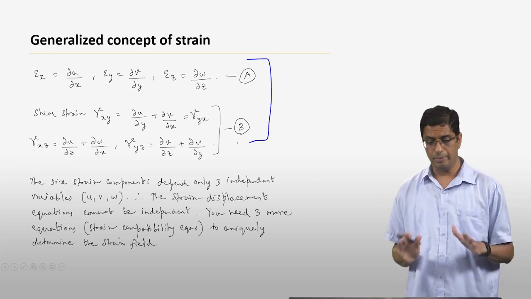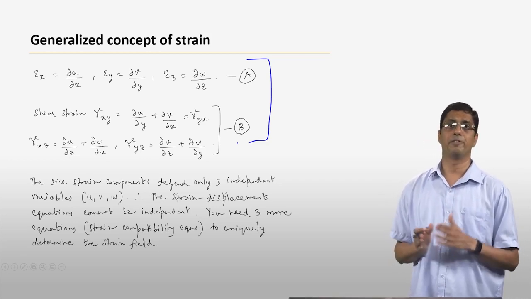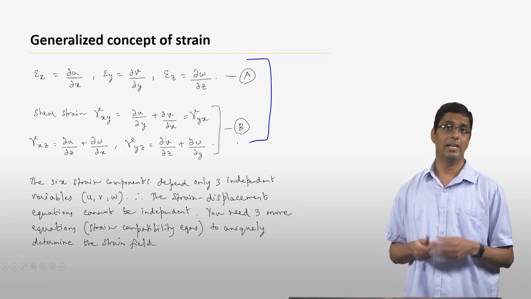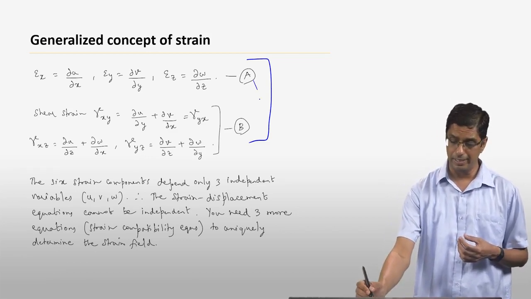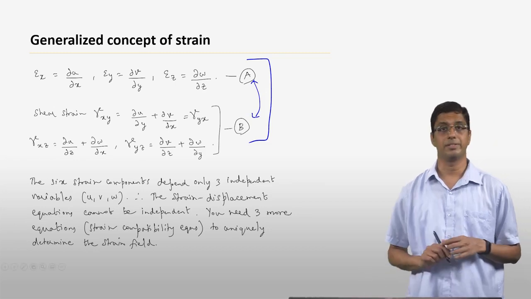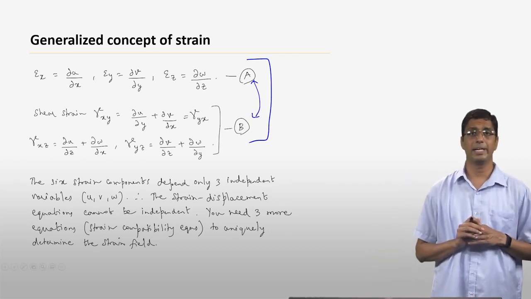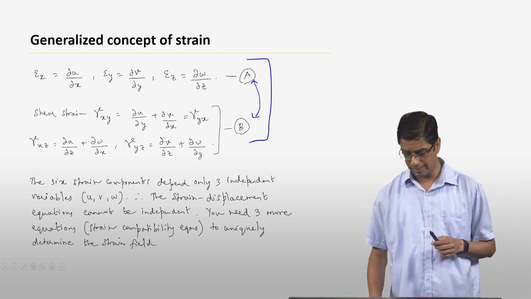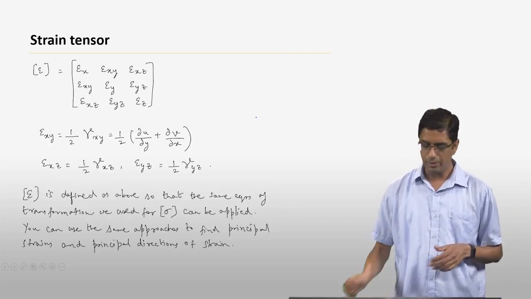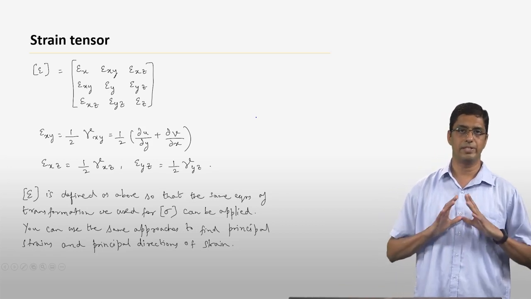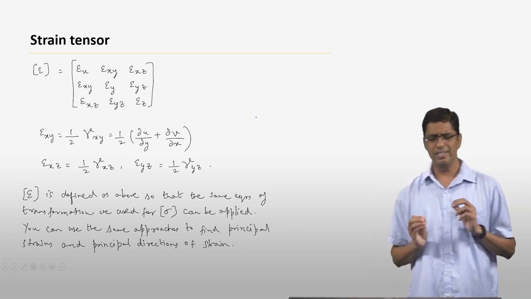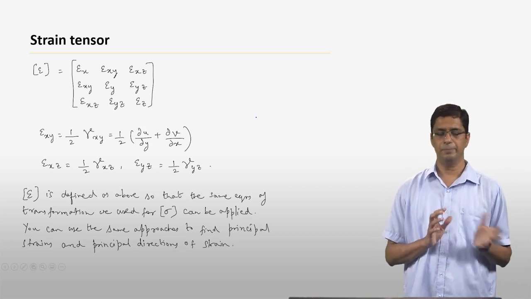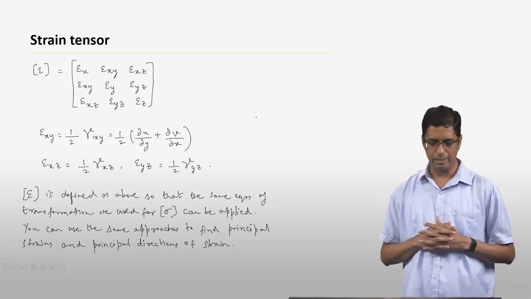But for the purpose of this class, usually if you're asked to find the strains, you'll be given the displacement field, and you'll essentially have to use equations A and B to find out what the strains are. That is what we'll be doing in this class. So that's pretty much about the generalized concept of strain. Now we can look at the specifics of the strain tensor. There are some small differences between the strain tensor and the stress tensor. We'll look at them in a moment.